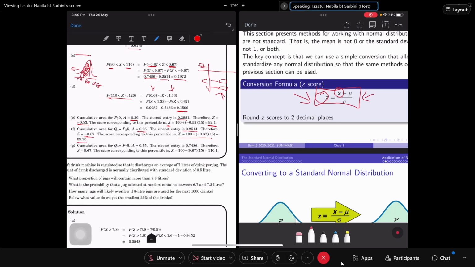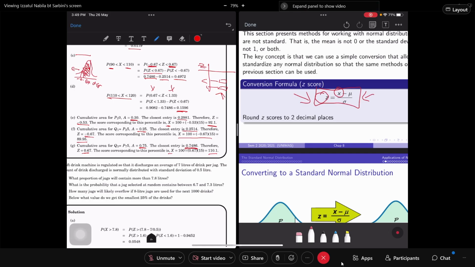Same with G, which is Q3, the 75th percentile, so 0.75. Look for the closest, which is 0.7486, closest in the table. So you get your Z score is 0.67. And then you convert it to X, you get your X equal to 110.1.